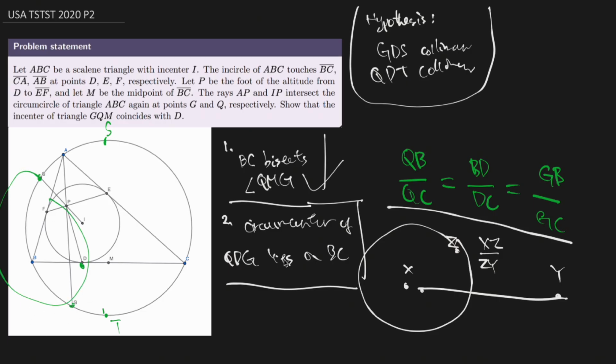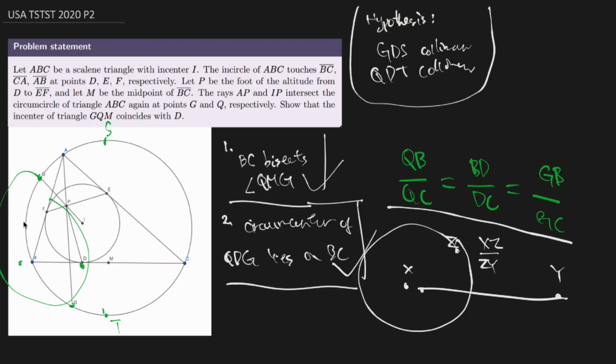If we have X be B and Y be C, since the three ratios are constant, they three lie on an Apollonian circle. And we know that the center of the Apollonian circle lies on BC. And that is exactly what we want, because this point is the circumcenter of QDG, and this lies on BC. So that is exactly our second-ish condition here.